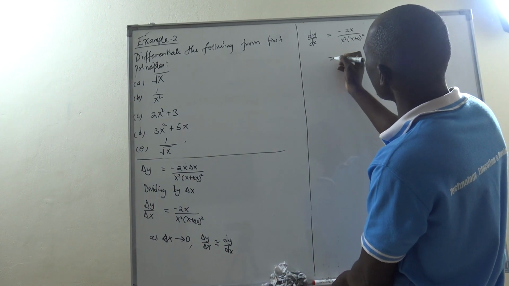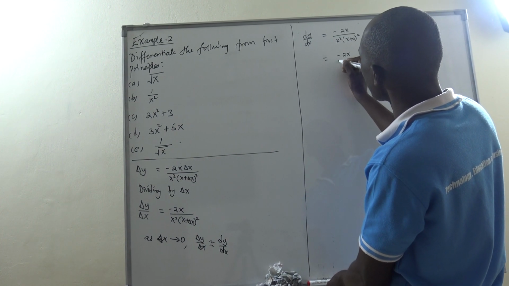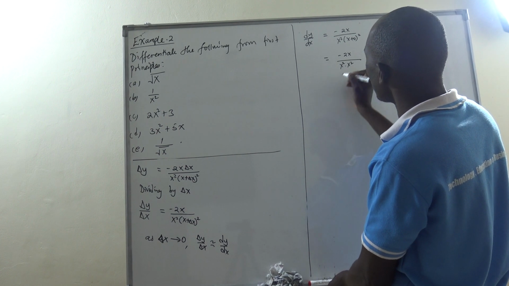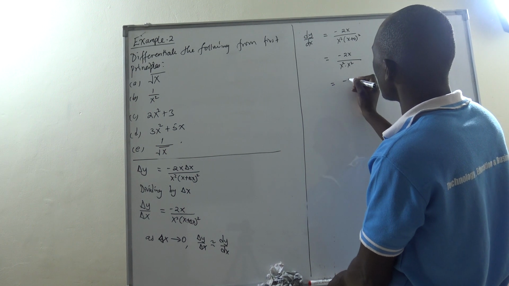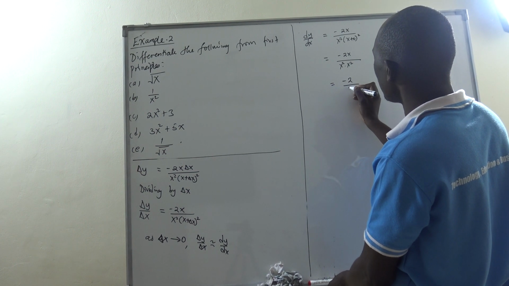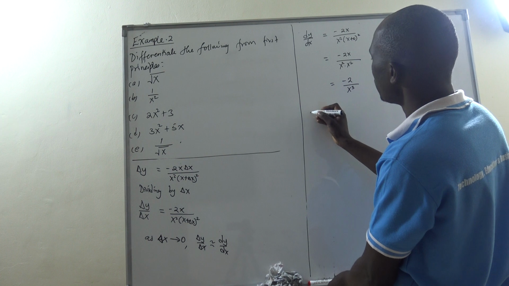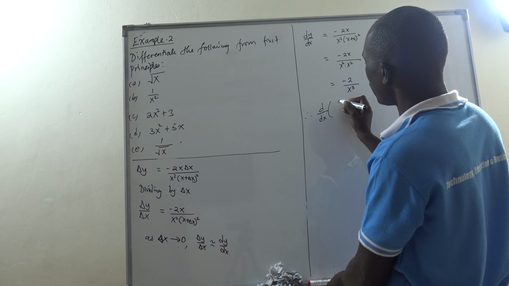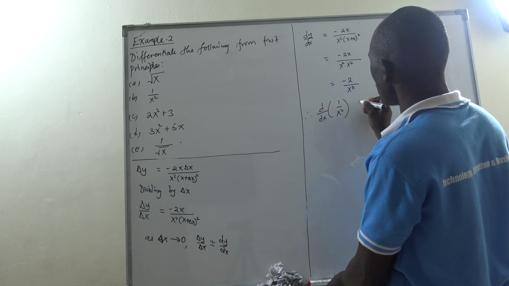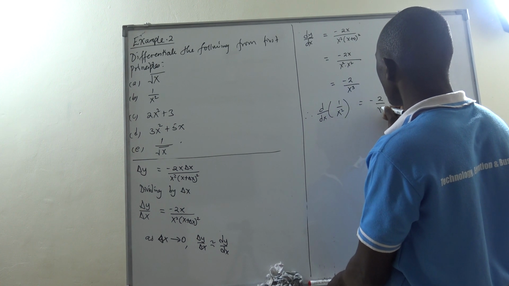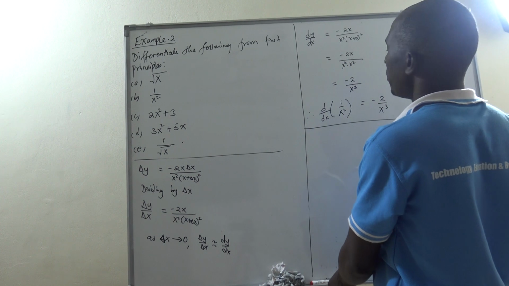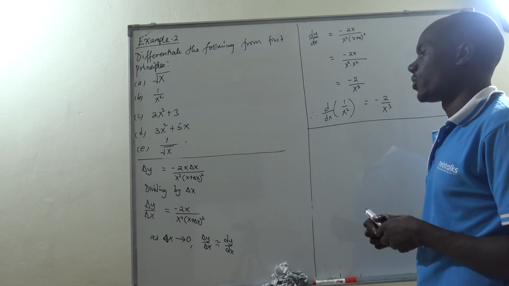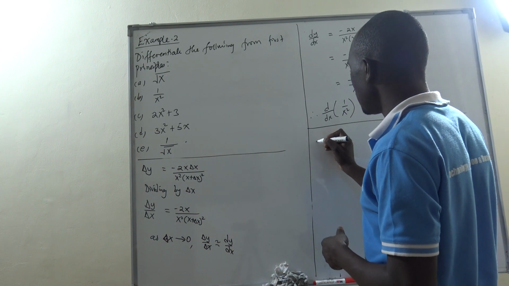So when you got it, it becomes negative 2x all over x squared times again x squared, which becomes negative 2 out of x cubed. So therefore d dx of 1 over x squared, we are coming out with negative 2 over x cubed, when we have already differentiated from the first principle. So we are going to part C.